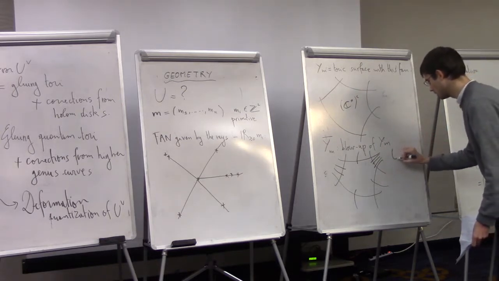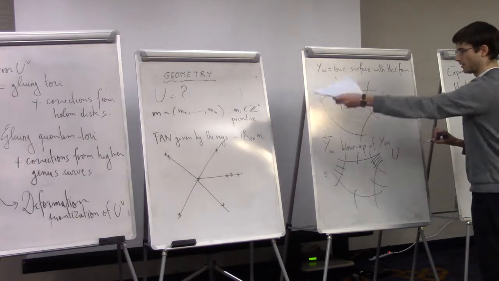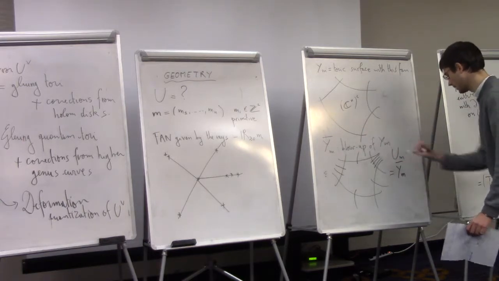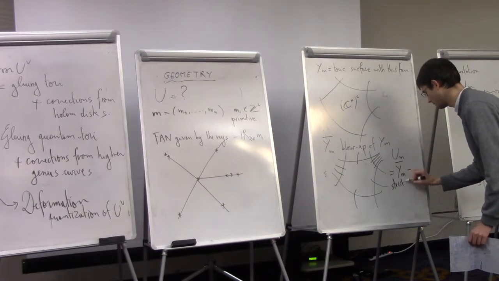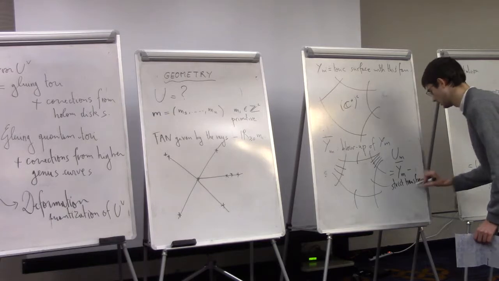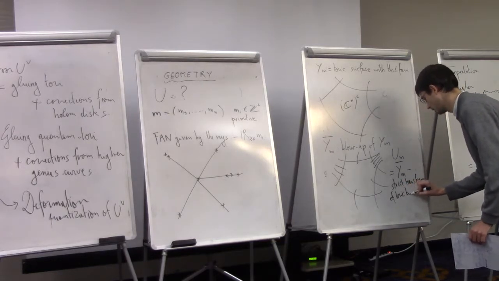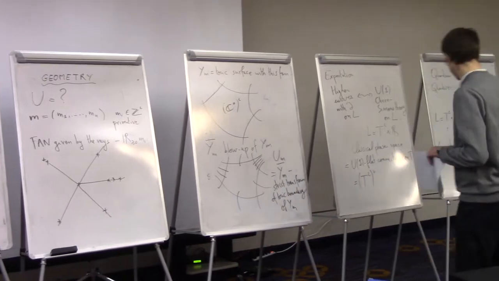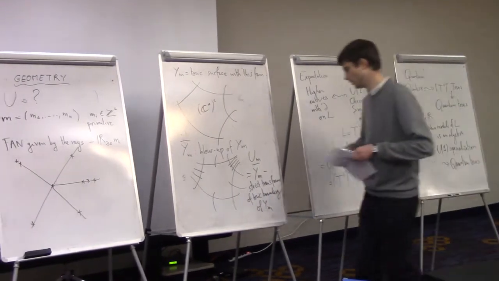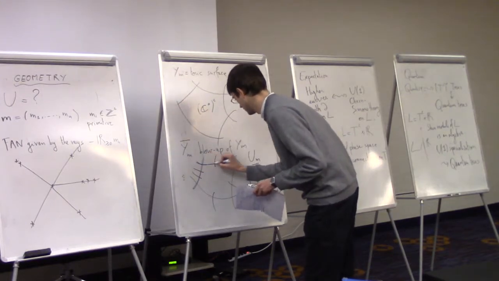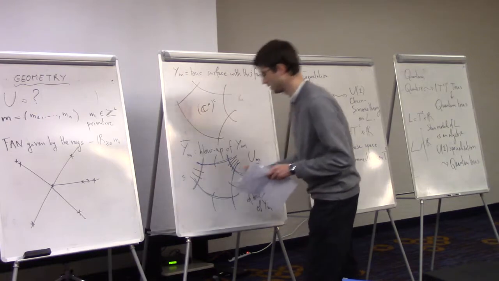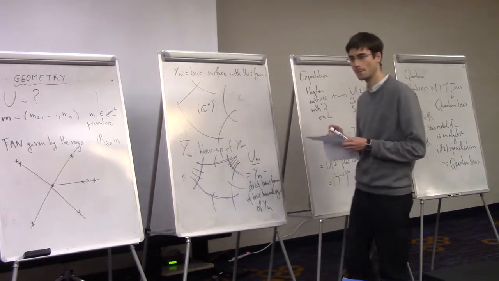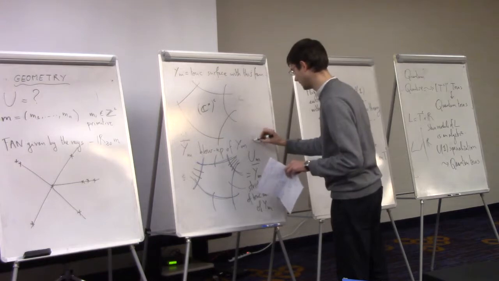And what I will denote U, more precisely U_M associated to this data M, will be the complement, so it is the surface minus the strict transform of the toric boundary. So in other words, for U_M, I remove this divisor. And you can check that this divisor is anticanonical. And so this U_M is indeed some non-compact holomorphic symplectic surface.